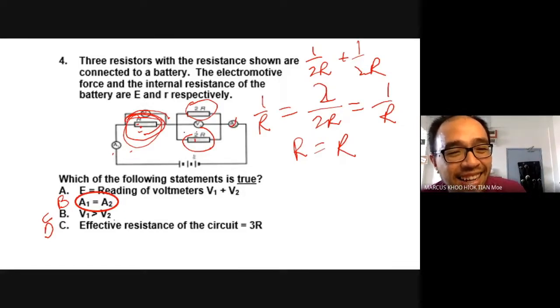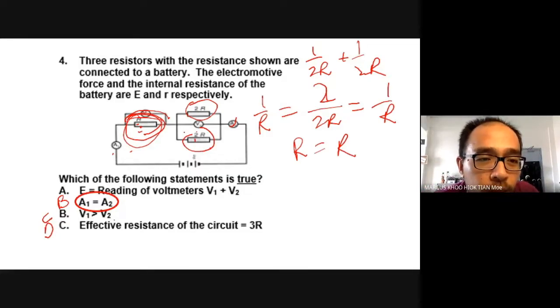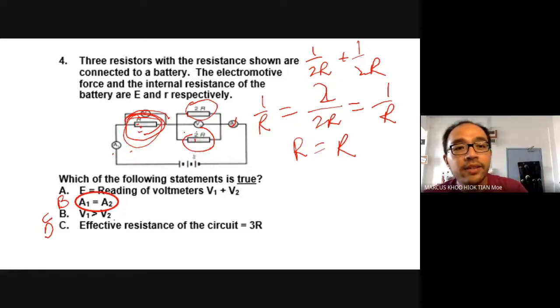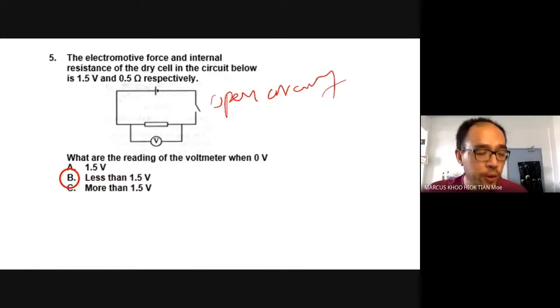Okay, I tell you what, this question: why did Lester say V1 is more than V2? The resistance is the same. When you calculate the total resistance, the resistance is the same, so the voltage flow is also the same. Okay, fine. Thank you, Louis. But I think question 5, there's something missing there.